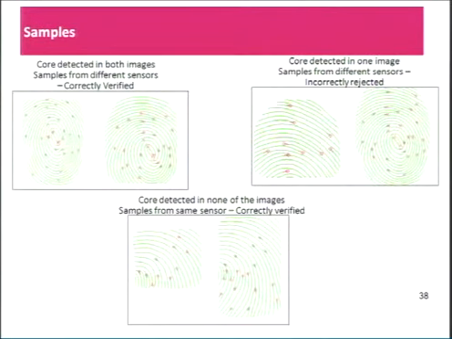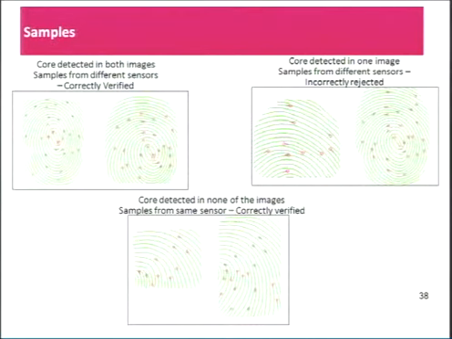And why is this important? So towards the top left, you see the core was detected in both images, where the samples came from different sensors, and that was correctly verified. Towards the top right, you see the core was detected in only one image, and the samples came from different sensors, and it was incorrectly rejected because of inconsistent placement.